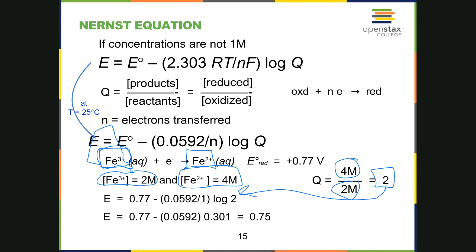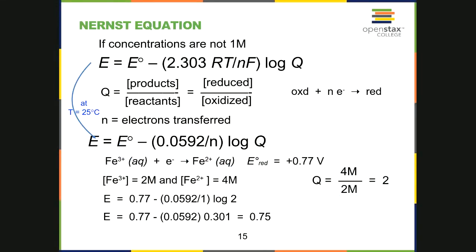Now the other thing we have to do is figure out what N is. So let me erase again. We need to know what the N is here. Well, the N is the number of electrons that are getting transferred.